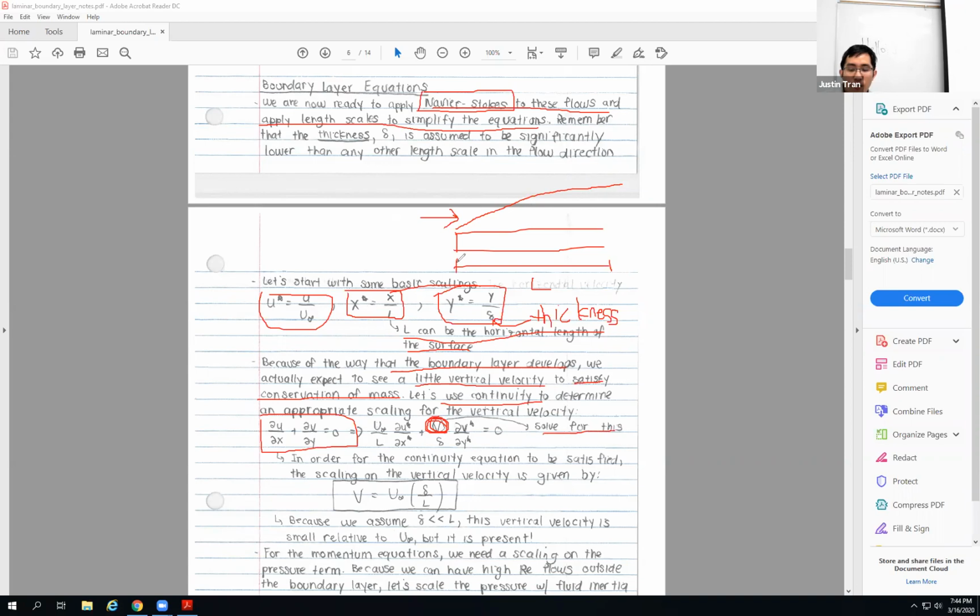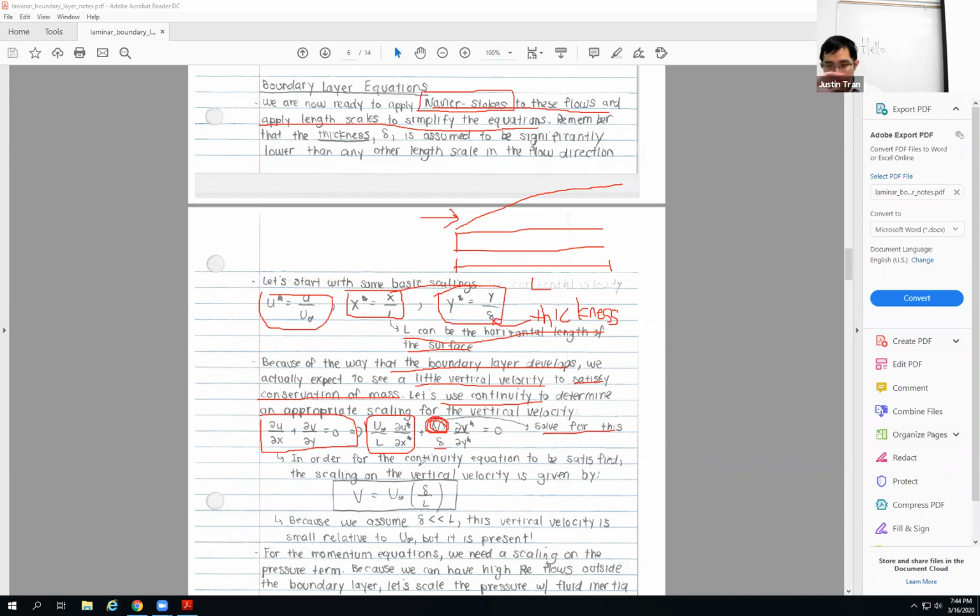Okay? So for u, we're going to plug in U infinity times u star. That's what we did right here. For x, we're going to plug in L times x star. If we do that, we end up with this term right here. And then for dv/dy, when we scale that, we get our unknown velocity scale in the vertical direction, so that's V, and from dy, what we get is the boundary layer thickness delta.